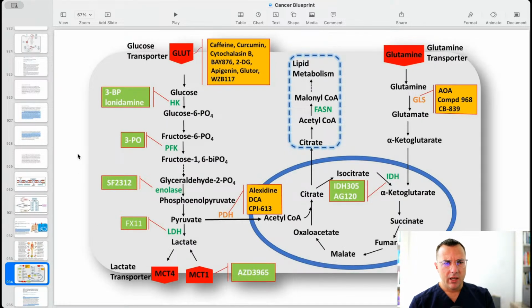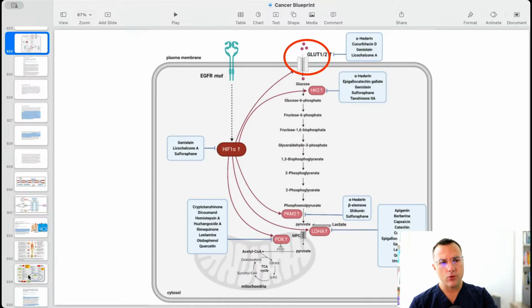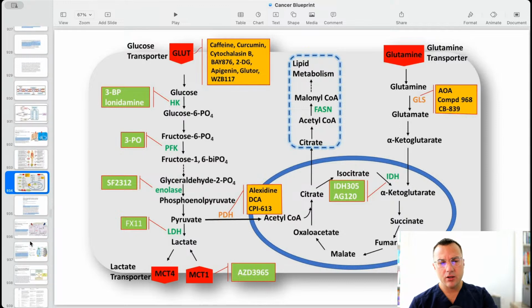And then again, like we talked about in papers like this, there's a variety of graphics that are cool, and they open up doors of things to look up one by one. The issue is that these don't necessarily talk about which GLUT transporter they're talking about, which may or may not be as helpful as some of the other ones, like GLUT1, GLUT2, GLUT3, versus some of the other ones that maybe are not as obviously common in some cancers.